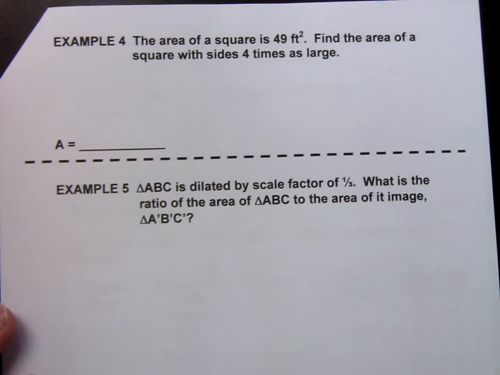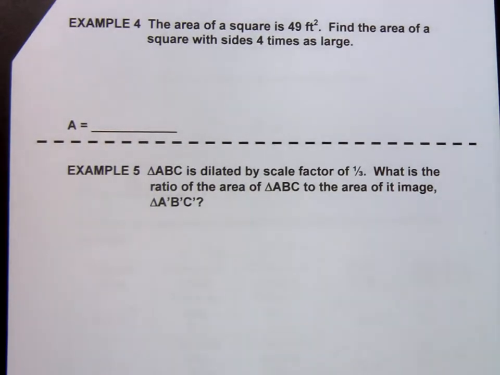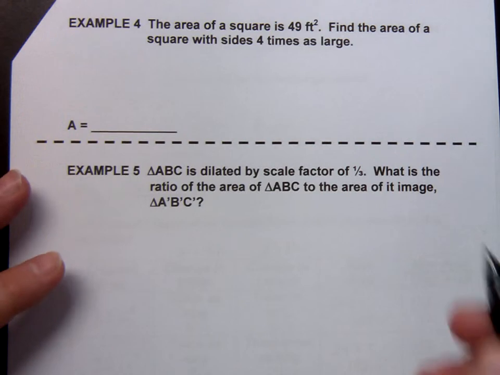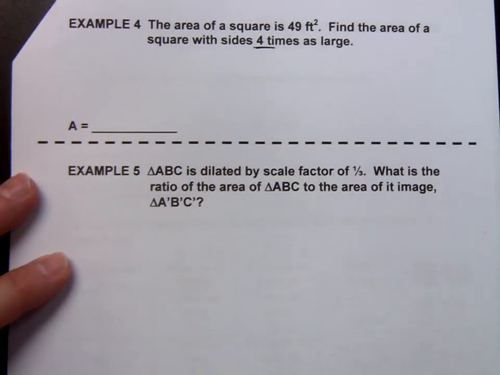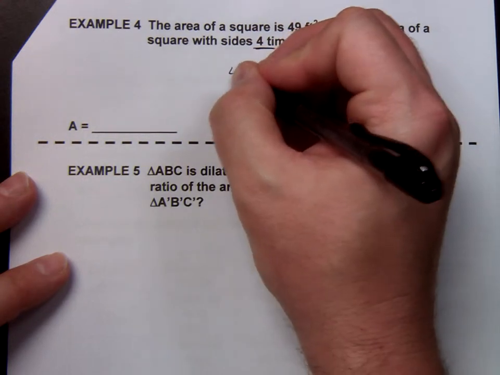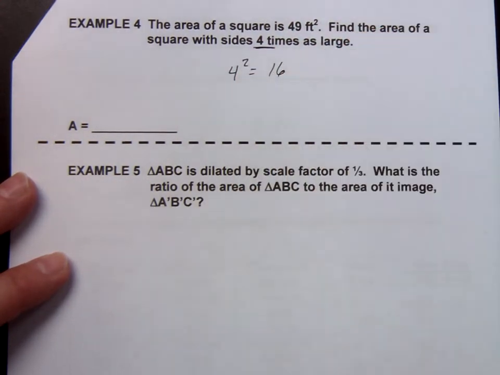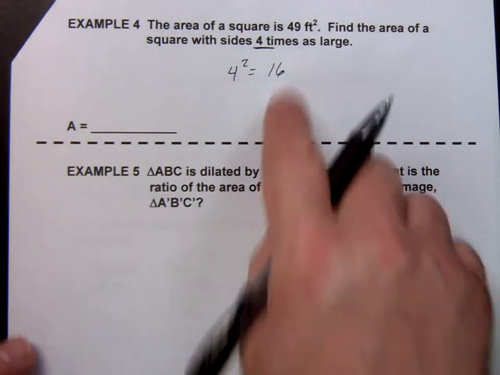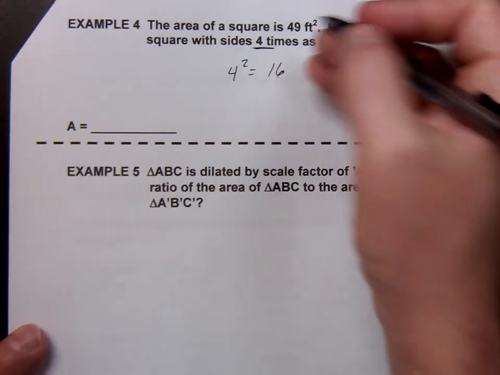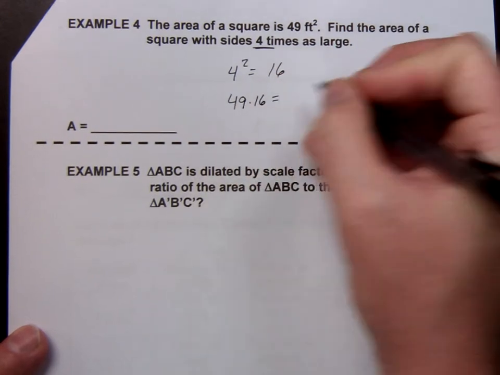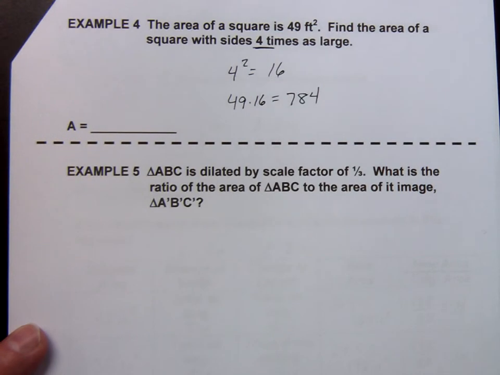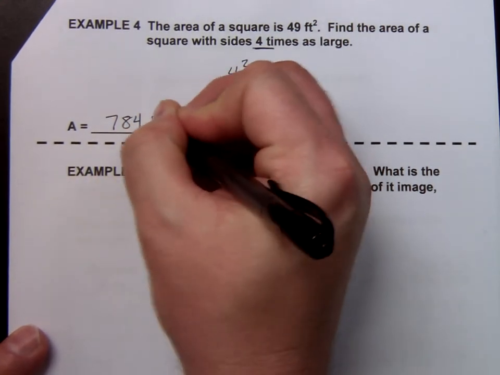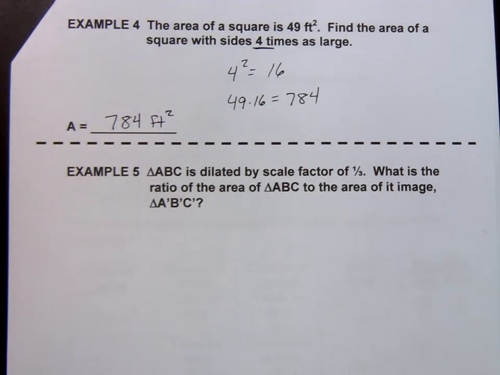All right, the area of a square is 49 feet squared. Find the area of a square with sides 4 times as large. So if the sides are all going to be 4 times as large, that means our scale factor is 4. And we said we could square the scale factor to find out what happens to the area. So scale factor is 4, 4 squared is 16. So because all the sides are getting multiplied by 4, I know that the area is getting multiplied by 16. So I'm going to take the original area and multiply it by 16. So 784 feet squared, 16 times larger than the original area.